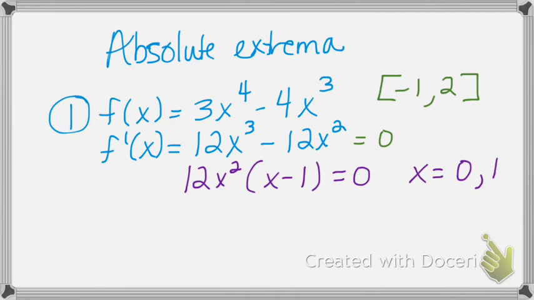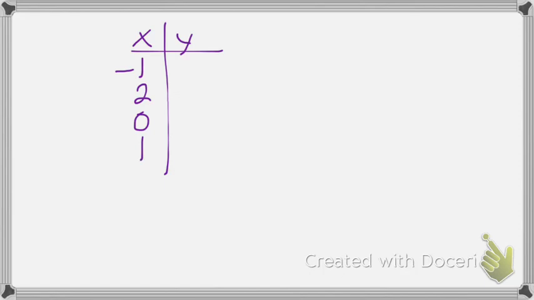Now our endpoints are also included because depending on what the graph looks like, and I'm going to just draw a quick sketch to indicate, if the graph looks like this, there's a max there and a min there. But if these are the endpoints, there's a possible min and max there as well. So we found our possible ones in between, and then we also have to consider our endpoints. So what we do once we find all of those is we put them on a t-chart with x's and y's. So we have -1, 2, 0, and 1.